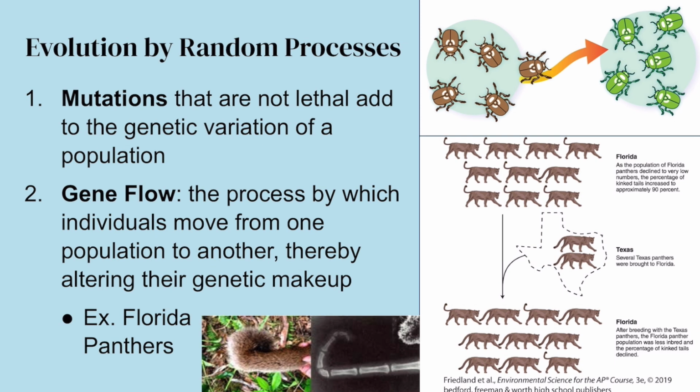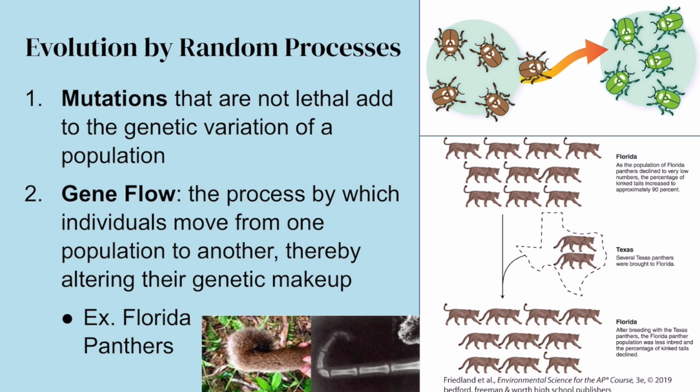Evolution also occurs due to random processes that are not related to fitness. There's 5 random processes that we're going to look at that influence the genetic makeup of populations. These are mutation, gene flow, genetic drift, bottleneck effects, and founder effects.